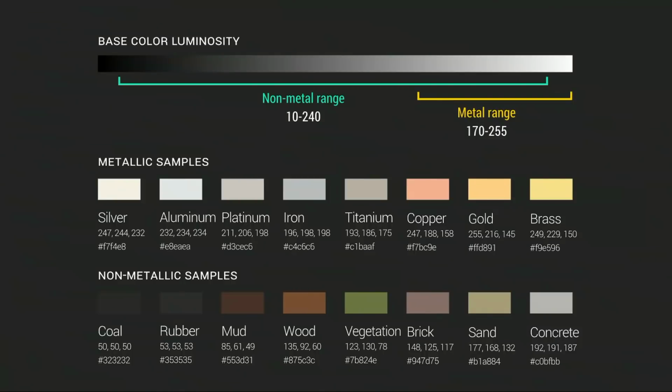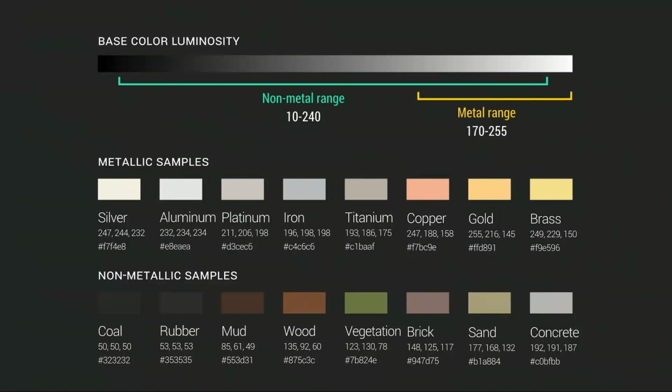So dark metals basically don't exist, so you should stay in the range that's shown up here. And I was mentioning that you should not have any lighting information inside the base color of your object. And you can see here a set of swatches taken from real-world observation.